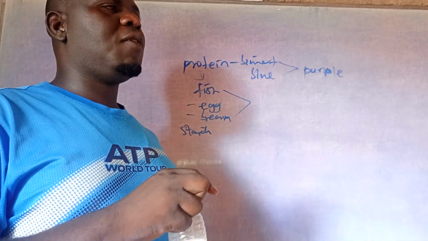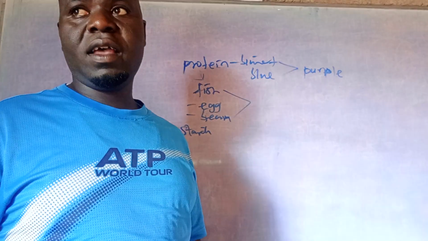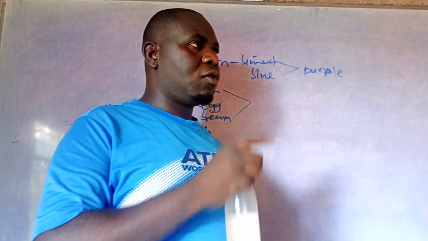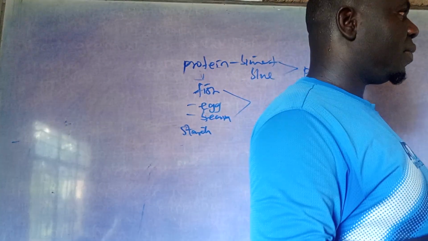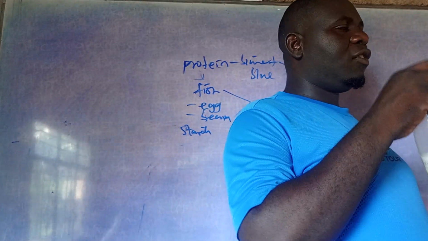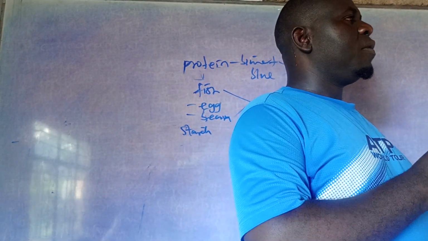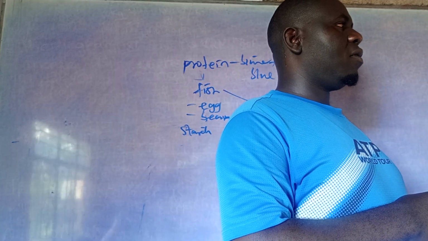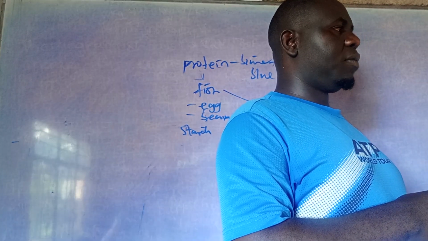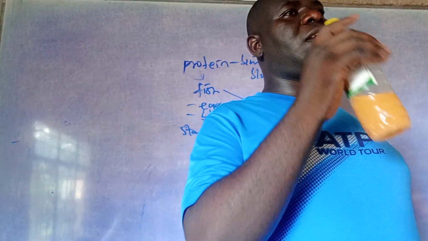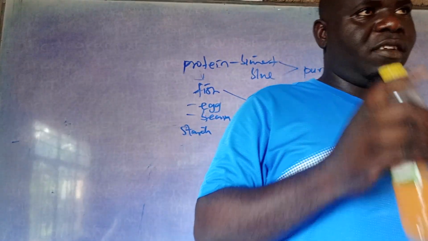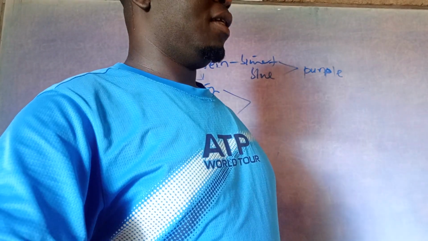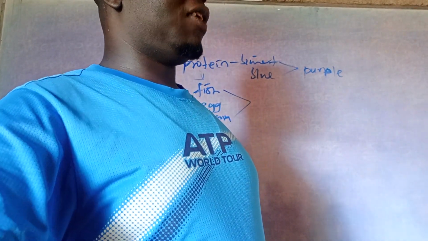So if solution P is given, use P altogether. So put 2 centimeter cubed of solution P in a what? In a clean and dry test tube. Then from there, what do you add? You add 2 centimeter cubed of Biuret reagent. That's the method, right?